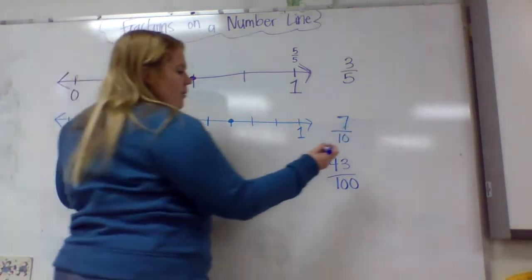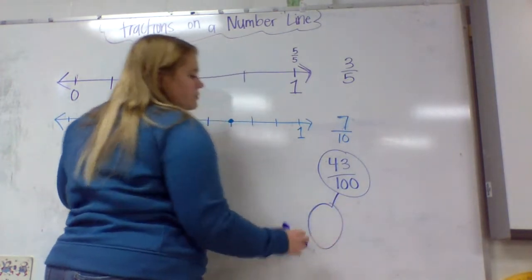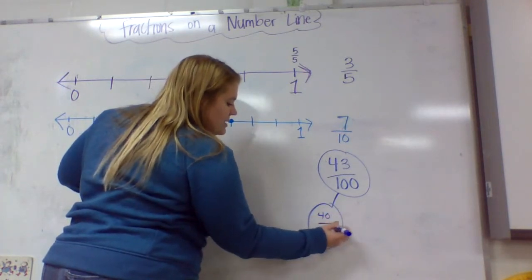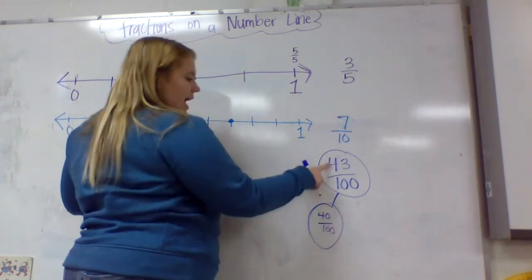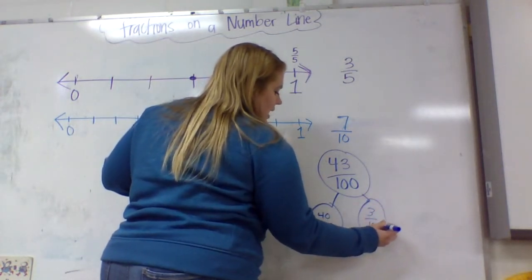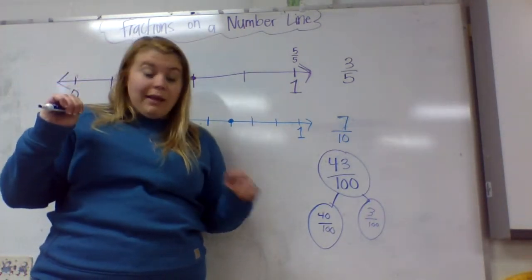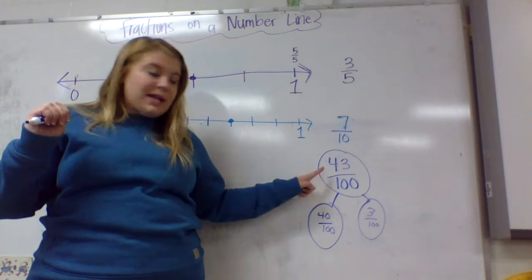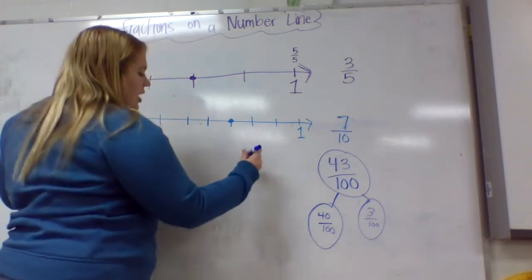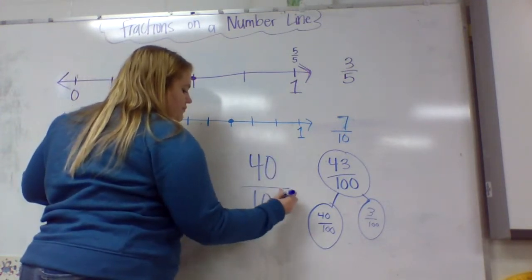So I'm going to number bond this. This is a 4 in the tens place, so it represents 40 hundredths. I had 43 hundredths, I've used 40 of them, so that leaves me with 3 hundredths left. When I break my hundredths up, it's going to help make it easier for me to plot this fraction on my number line. So 40 hundredths, this is a trick that we haven't learned yet, but I'm going to show you. Or maybe we have learned it.